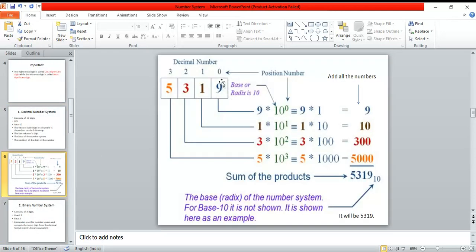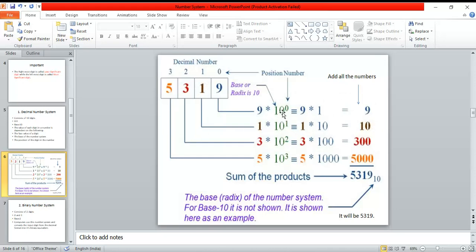So, for example, we take 5319. We start with the rightmost digit, 9, and we start with power 0. 9 into 10 raised to the power 0. We start from 0, 1, 2, 3. It gives me 9 into 1, which is 9.